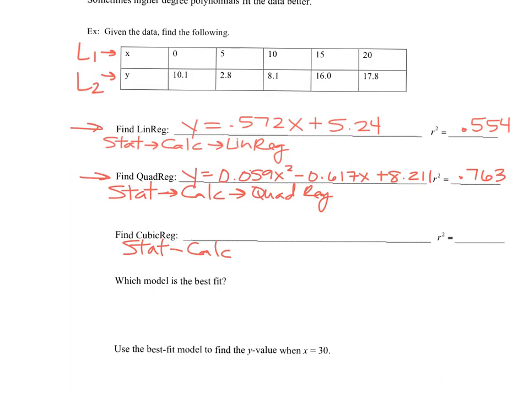Okay, stat, calc. Which one do you think you're going to hit this time? Cubic reg. It's the number 6. And then go down and calculate. And that's going to give you your next one. Look at that r squared, guys. 0.999 just keeps going. So we're just going to call it 0.999.